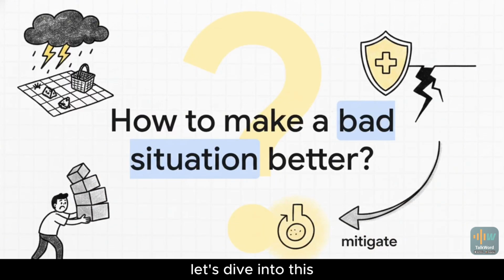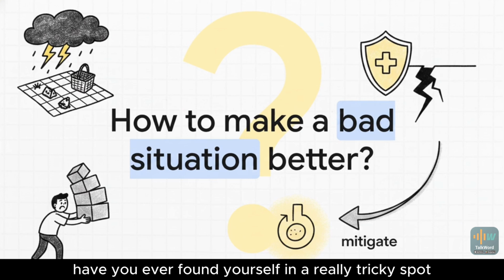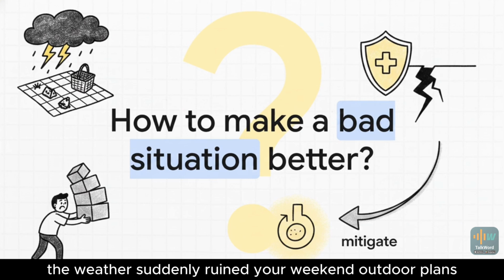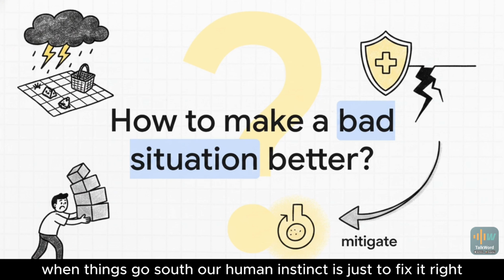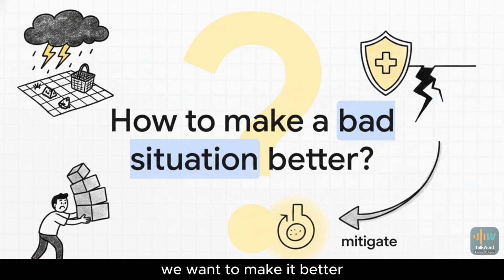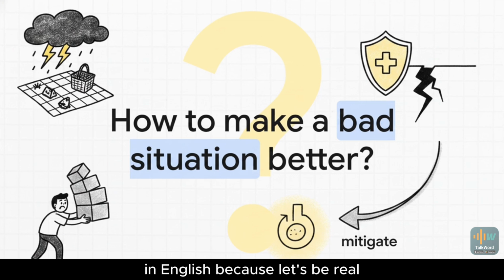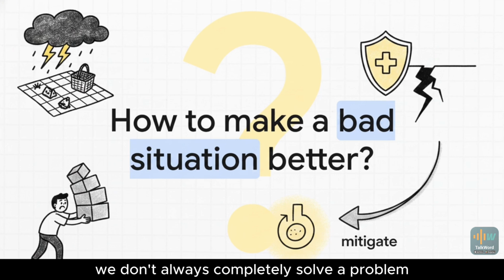Okay, let's dive into this. Have you ever found yourself in a really tricky spot? Maybe you made a little mistake at work, or the weather suddenly ruined your weekend outdoor plans. When things go south, our human instinct is just to fix it, right? We want to make it better. But how do we accurately talk about making a bad situation better in English? Because let's be real, we don't always completely solve a problem. Sometimes we just kind of soften the blow.